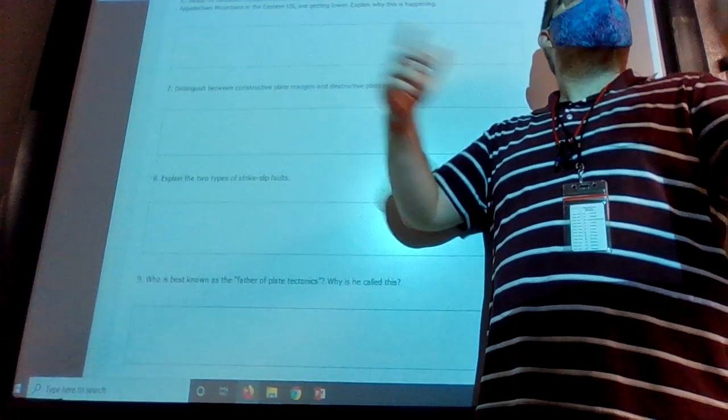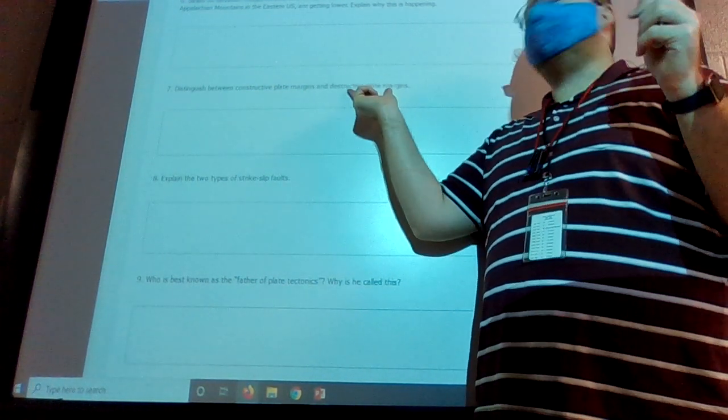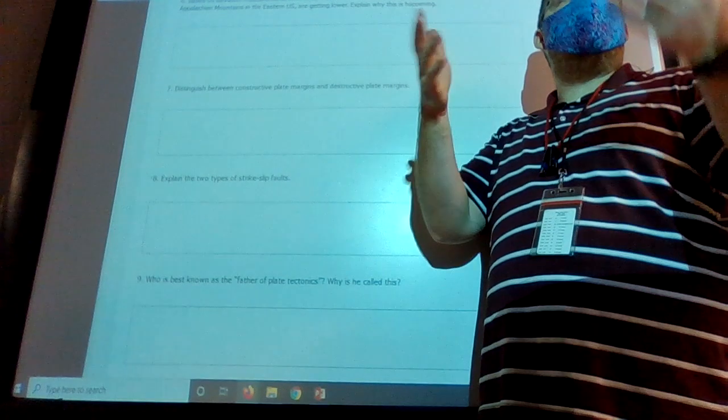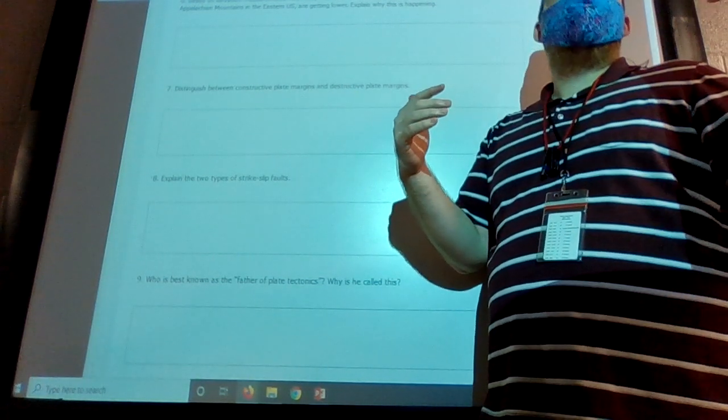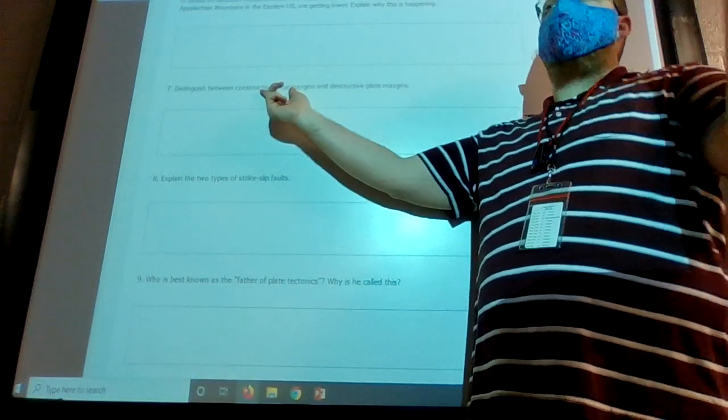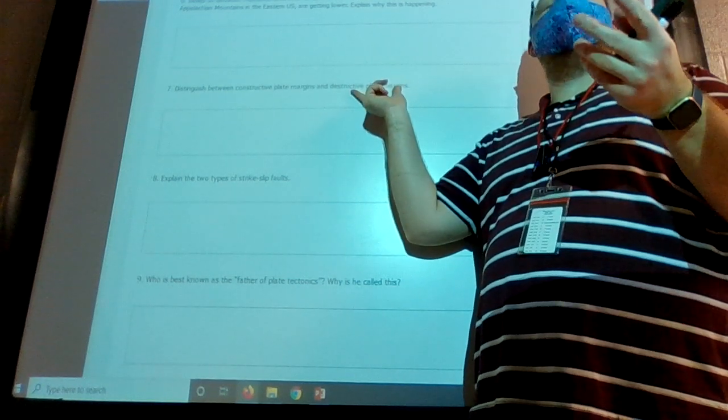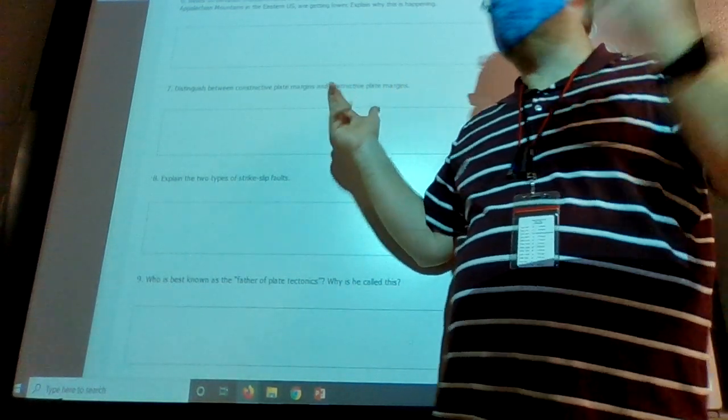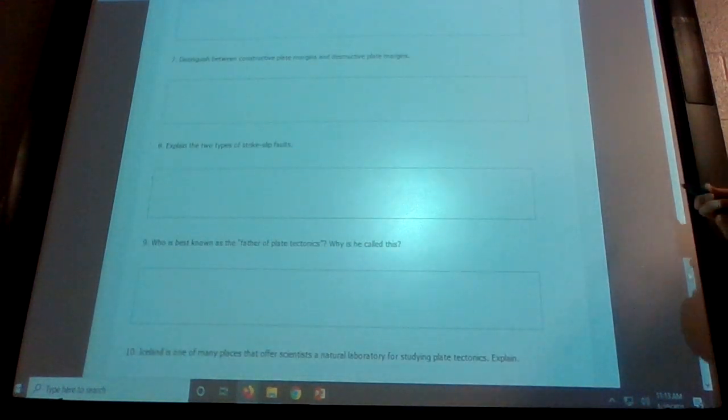Constructive plate margins create new plate. Destructive plate margins destroy or melt old plate. So constructive plate margins create new plate, and destructive plate margins melt and destroy old plate. Creating new, destroying the old.